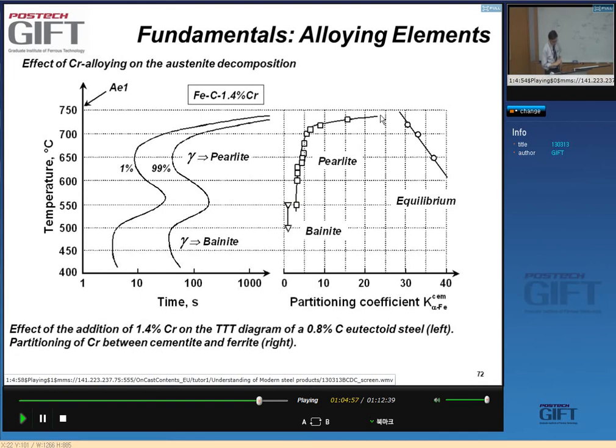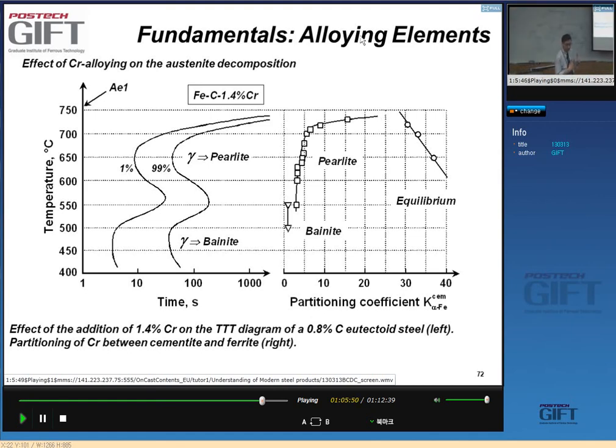There's something interesting that I just want to share with you, because we were talking about cementite, yes? The way partitioning works when you do transformations at different temperatures. And in particular, the difference in the partitioning of alloying elements, here in particular chrome, between the cementite and the ferrite, in the perlite transformation range and in the bainite transformation range. So this is shown here.